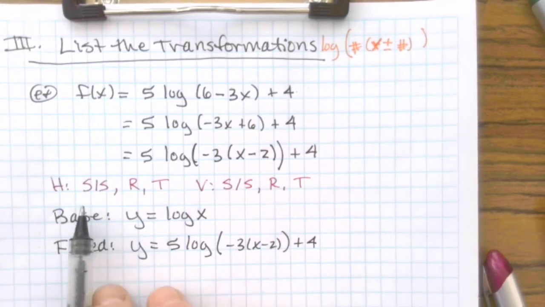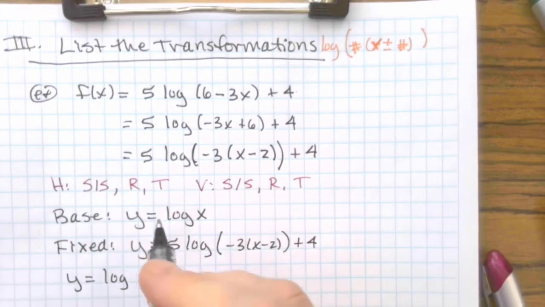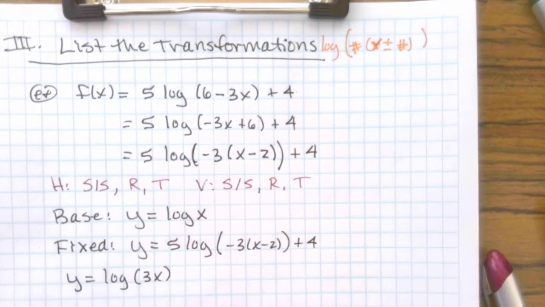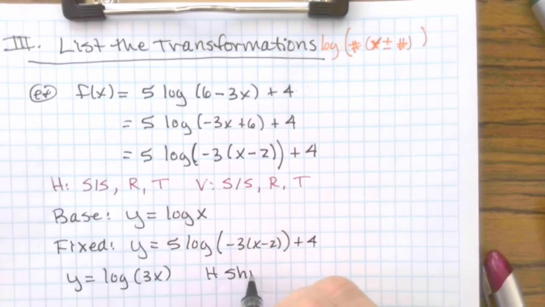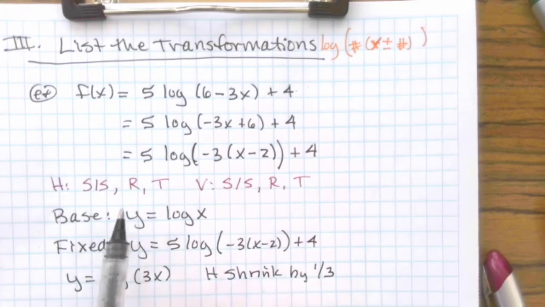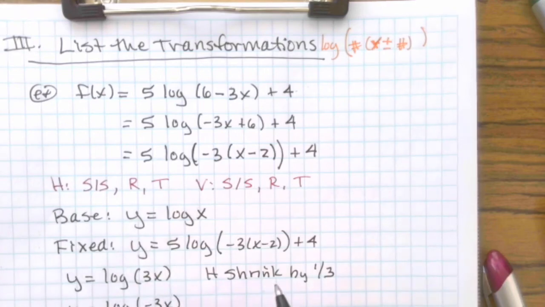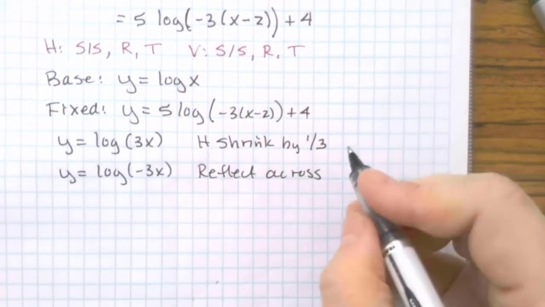Okay, so let's start in the beginning. Stretch or shrink in the horizontal direction. So y equals log of 3x. We multiply by a 3. This is a horizontal shrink by 1/3. Okay, horizontal stretch or shrink. Now reflection. y equals log of negative 3x. This is a reflection across the y-axis.